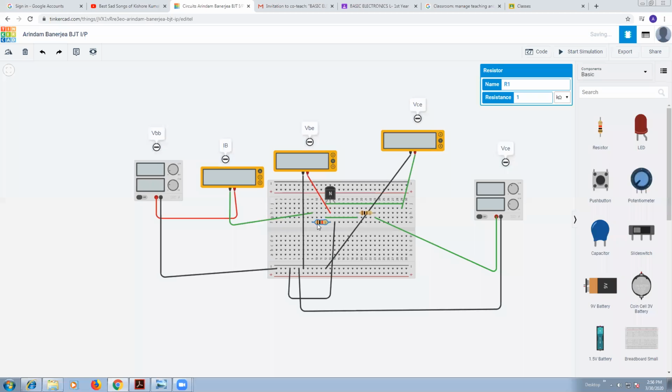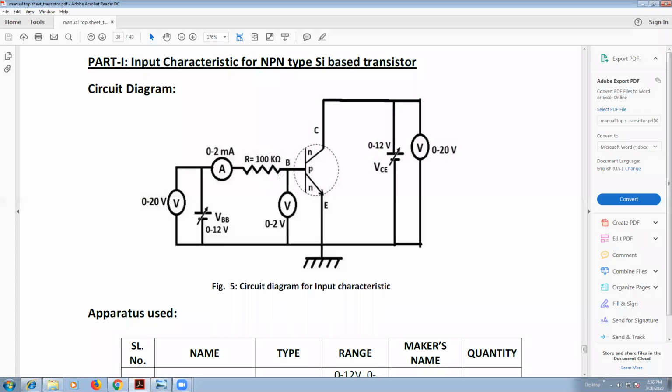So here you can see we have taken the 2 types of resistors. One is 1 kilo ohm and another is 100 ohm. So 1 kilo ohm is to be connected instead of the 100 kilo ohm here, and the 100 ohm you have to connect in series between this power supply and the collector. Okay, got it?